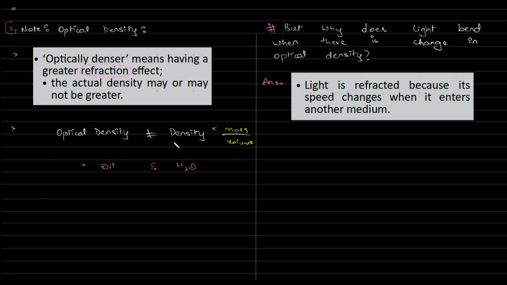So your optical density is not the same as density. Optical density has to do with refraction, and we see bending of light because light speed changes when it moves from one optically denser medium to another optically rarer or denser medium. So when there is a change in medium, the light speed changes. These two things you need to keep in mind. And yes, we need to make a note as well. Okay, as a reasoning and assertion and one marker question, you will get this too.